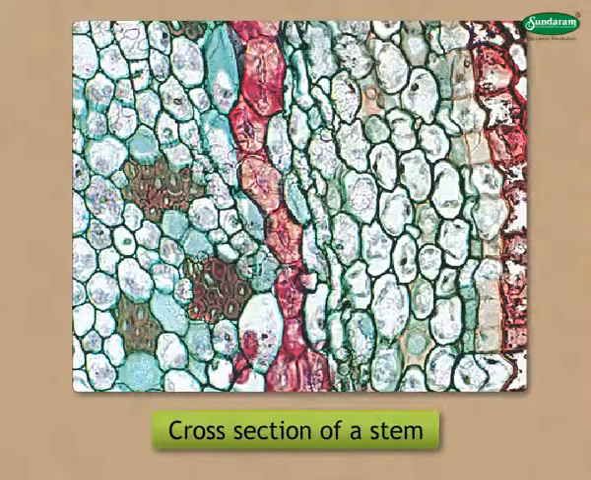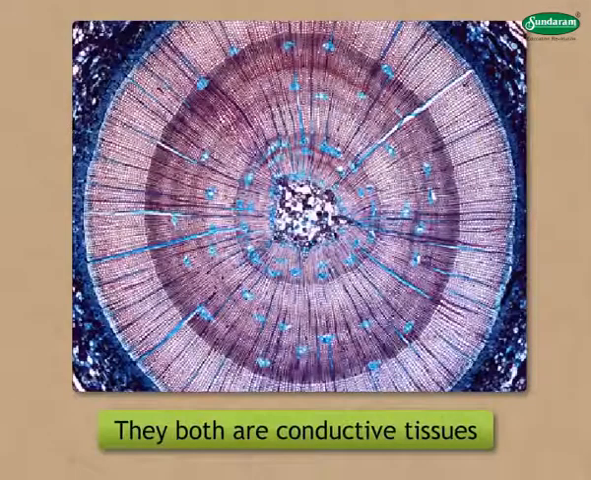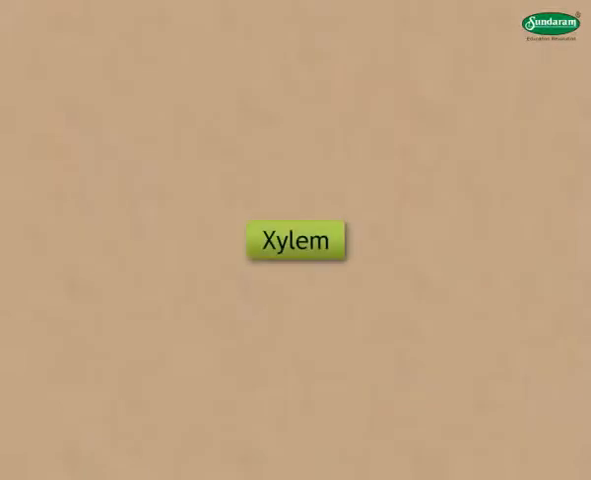In the cross-section of a stem, we can see different types of cells in the vascular tissue. Xylem and phloem are examples of vascular tissue. They both are conductive tissues. Students, now let us learn more about xylem.